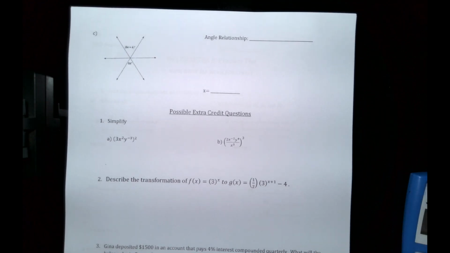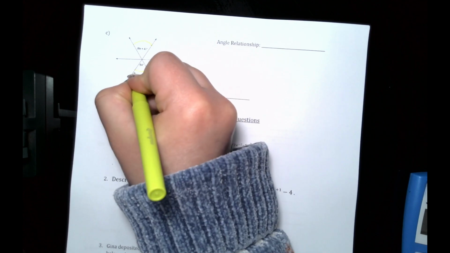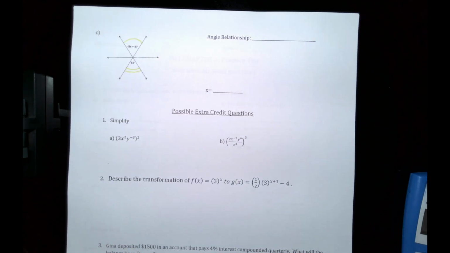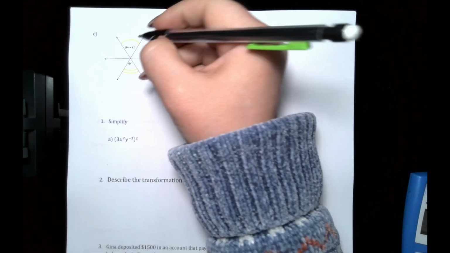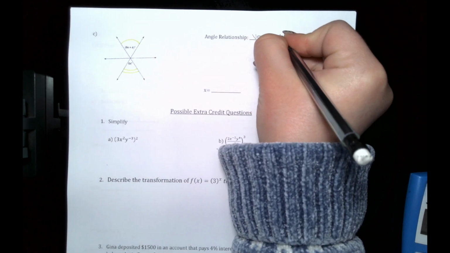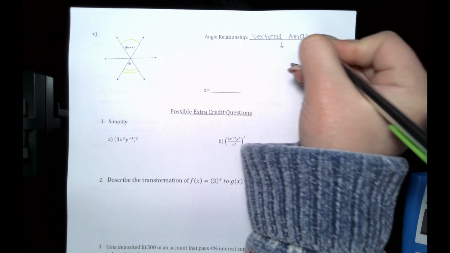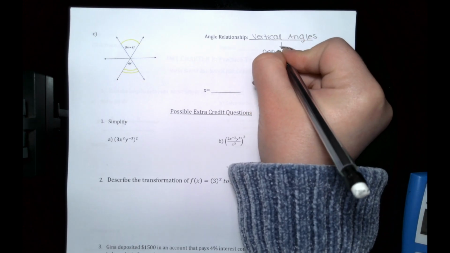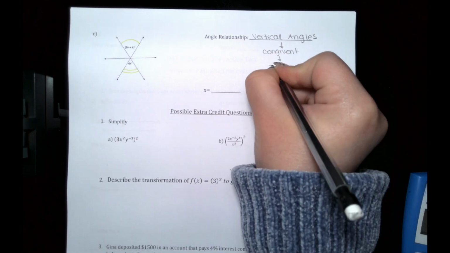Take a look at what they are giving us. They are giving us this angle here and this angle here. And we want to see what the relationship is between them. Because they are directly across from each other, these are called vertical angles. Now, what does it mean to be a vertical angle? Vertical angles are congruent. What does it mean to be congruent? It means equal in measure.